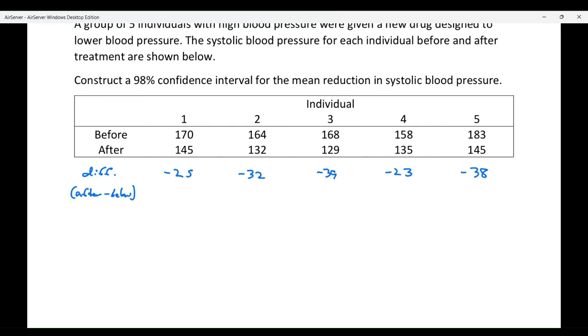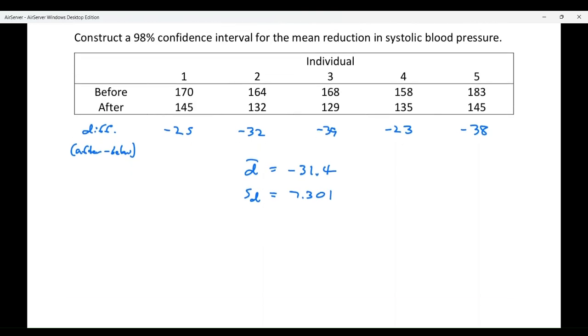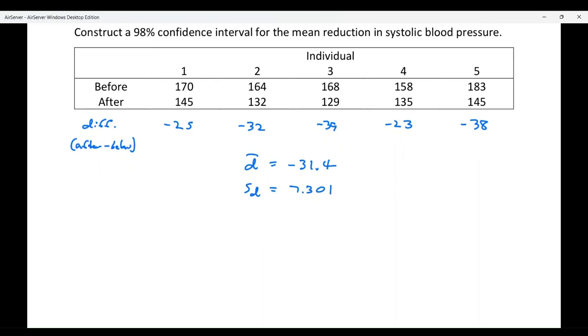Now, you would use some kind of software to find the mean and standard deviation. You could use Excel, a graphing calculator if you had one, or other statistical software. But bottom line is, if you were to find the mean and standard deviation for the differences, you would find that the mean difference is negative 31.4, and the standard deviation of those differences is 7.301. We also need a df in this situation, and df again is going to be n minus 1, which is 5 minus 1, or 4.